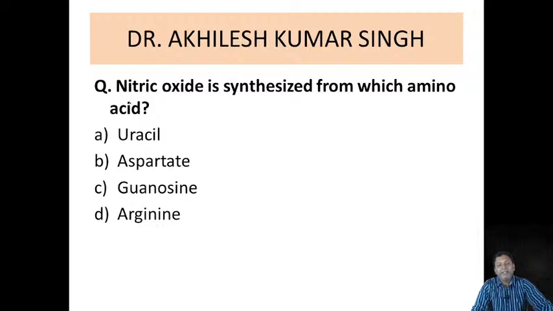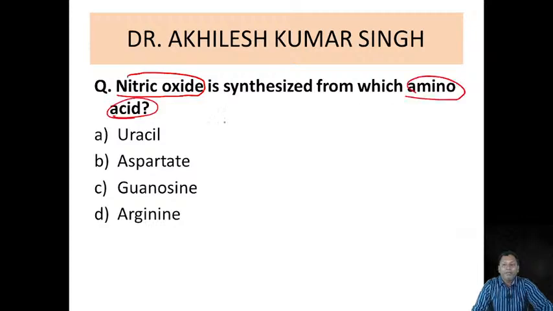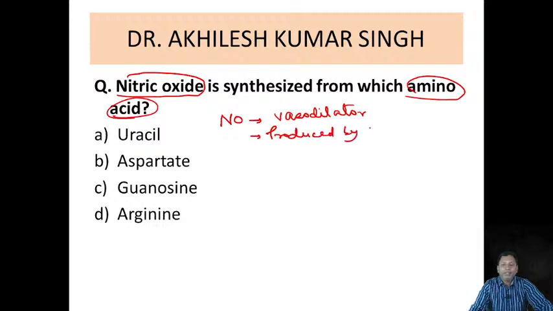Now let us look at another question which was asked in the MCQ exam many times: nitric oxide is synthesized from which amino acid? Remember about nitric oxide. It is a vasodilator, and second, it is produced by the endothelium of the blood vessels.